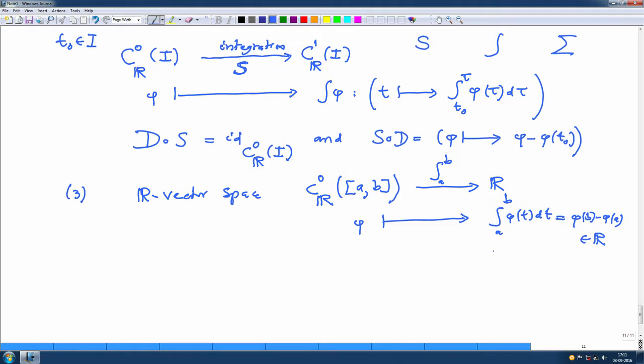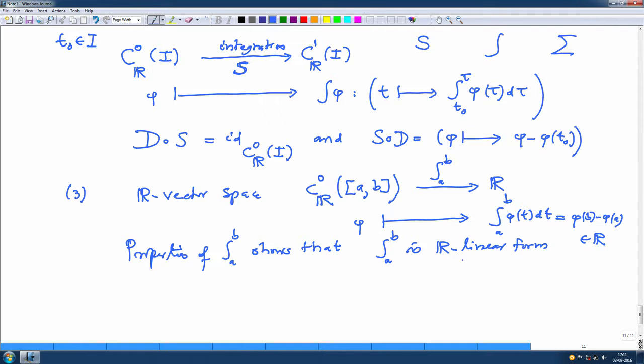And the properties of integral that we study say that this operator is a linear operator. So the properties of the definite integral show that this operator is an R linear form on this vector space of continuous valued functions on the closed interval.